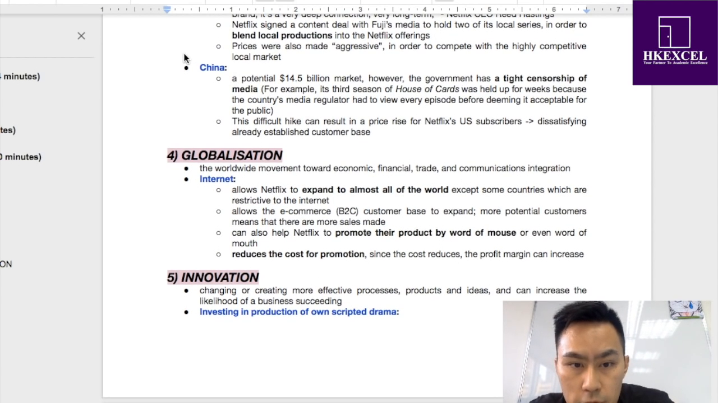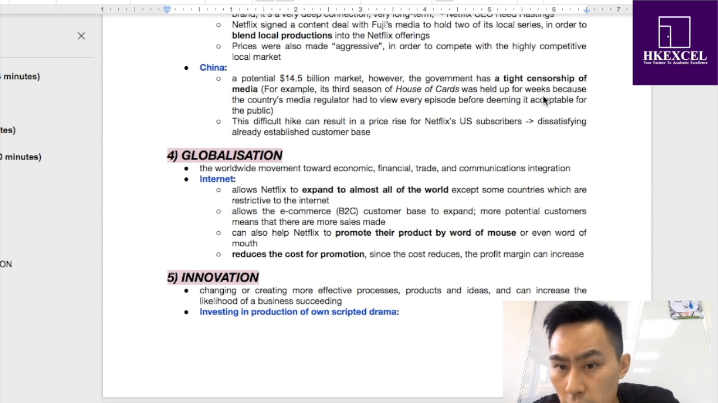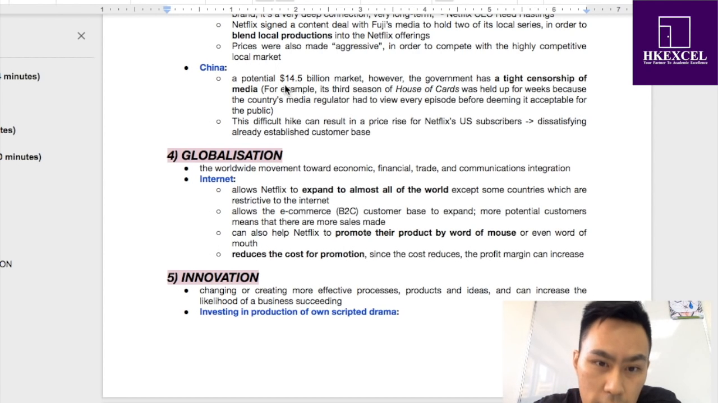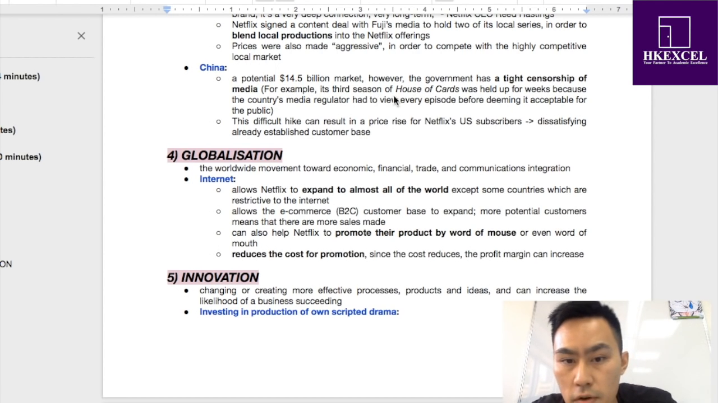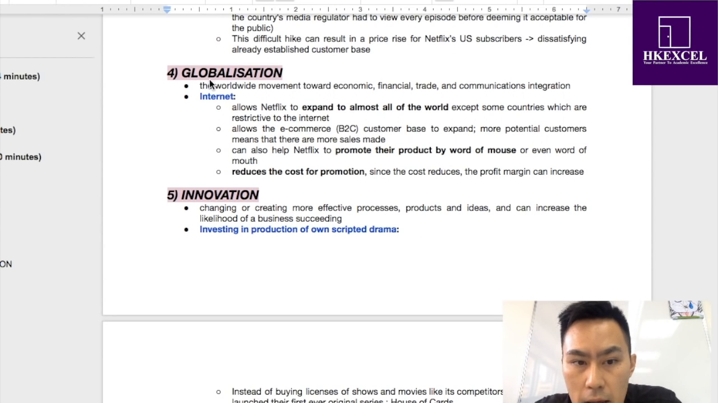Yeah. And for China, for example, a potential 14.5 billion market. However, the government has tight censorship of the media, for example the third season of House of Cards. For this part, many students would just mention, oh, China has very tight censorship, just that, okay, but they fail to give examples. So, examples right here: the third season of House of Cards was held up for weeks because the country's media regulator had to view every episode before deeming it acceptable for the public. So, example.